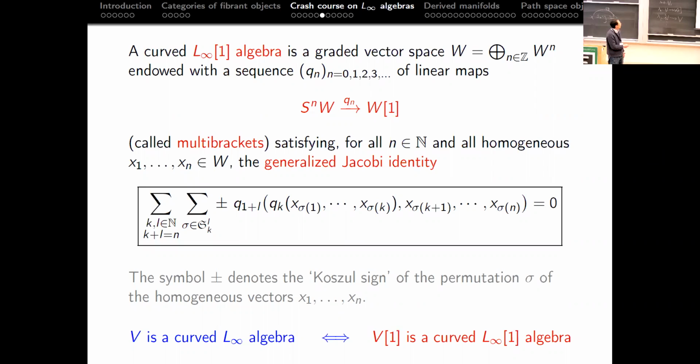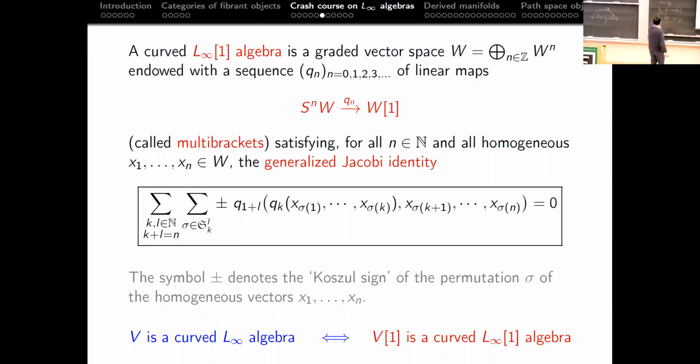Instead of skew-symmetric, you get symmetric maps. It's the same thing, and the degree 2 minus n becomes degree 1. A bunch of these maps satisfy the same kind of relations. What you really need to remember is that if V is an L-infinity algebra, the same thing shifted by 1 is the L-infinity 1 algebra. In other words, an L-infinity 1 algebra shifted by minus 1 is the curved L-infinity algebra.